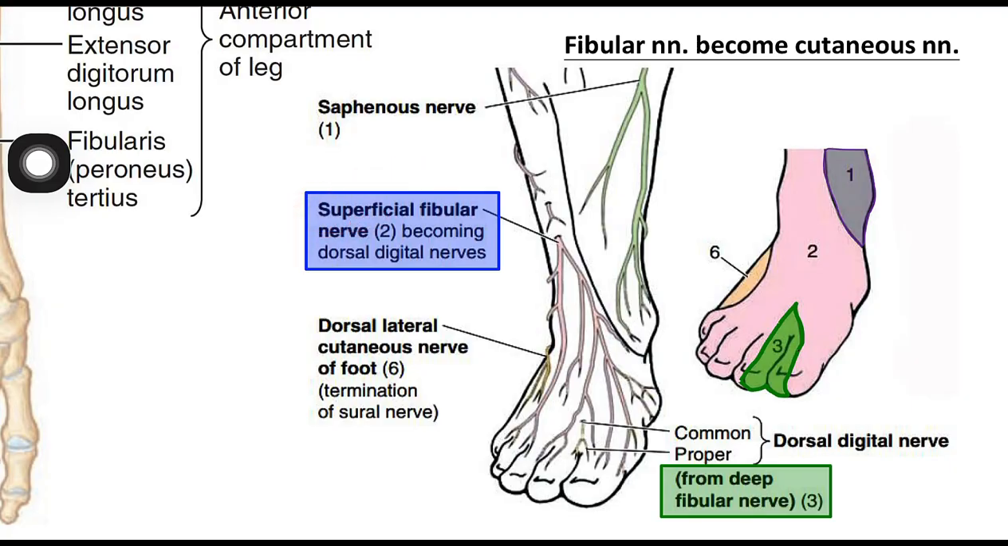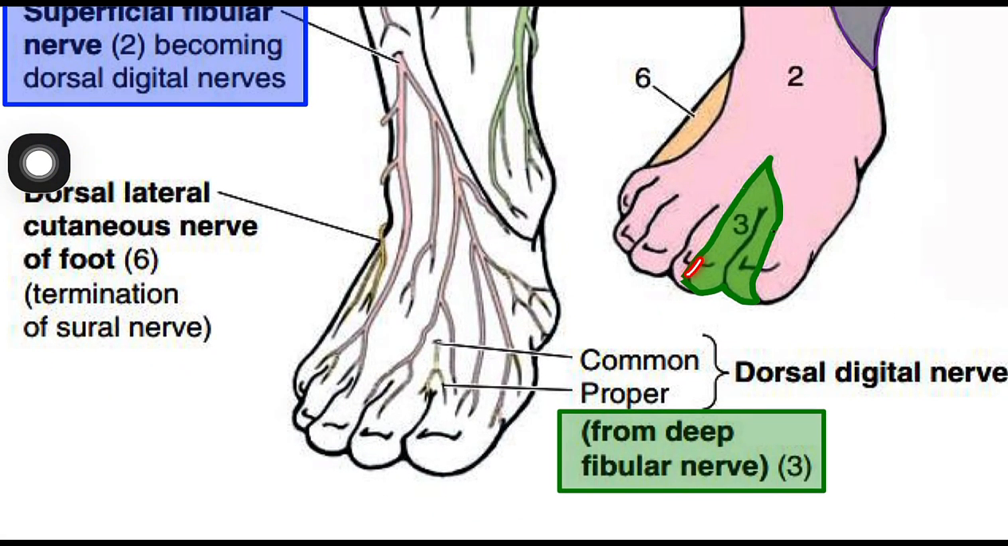The deep fibular nerve supplies the wedge area between the big toe and the second toe here. So this one is exclusively responsible by the deep fibular nerve. Then you know why I have to make it so explicit.